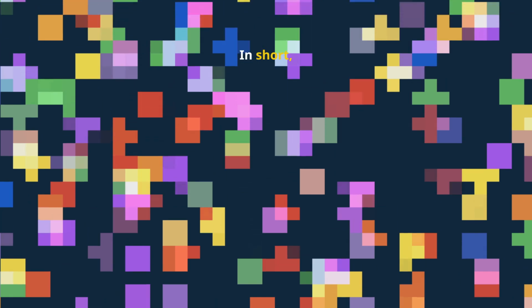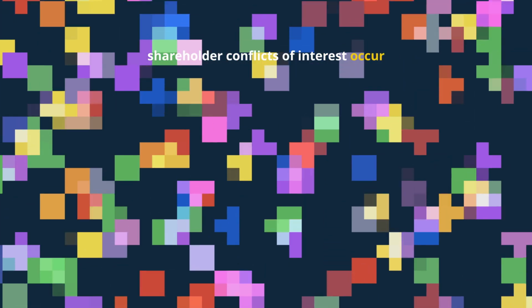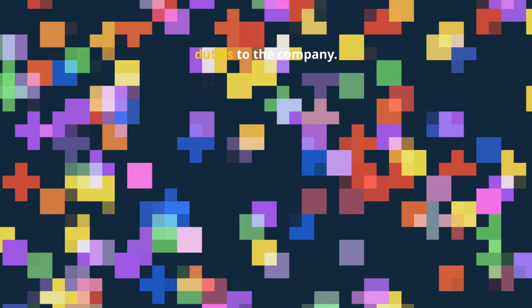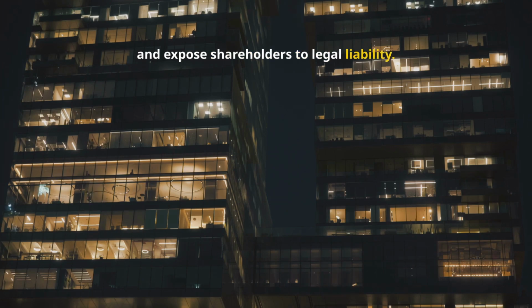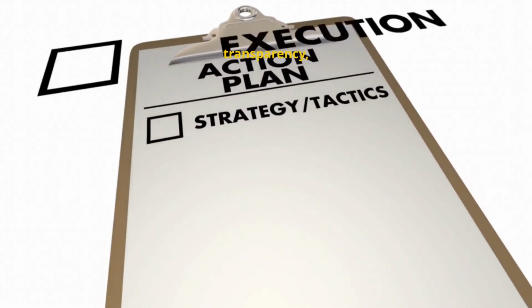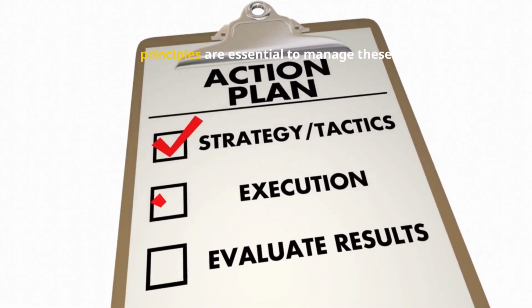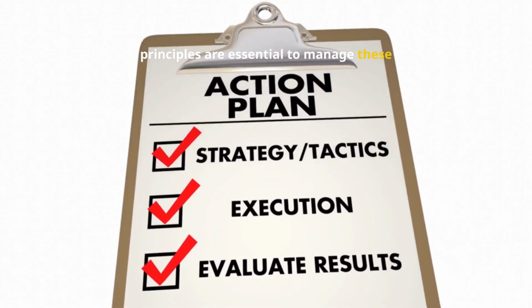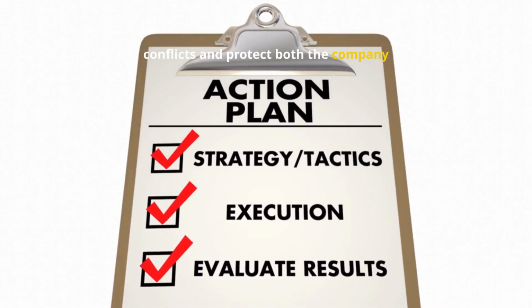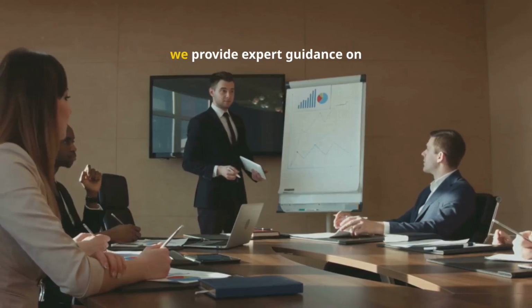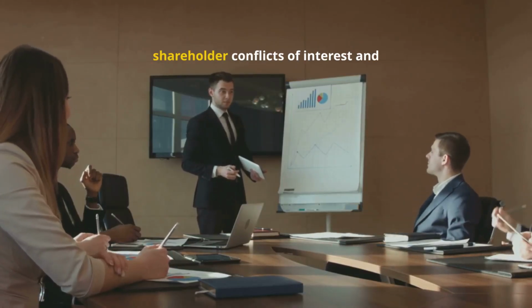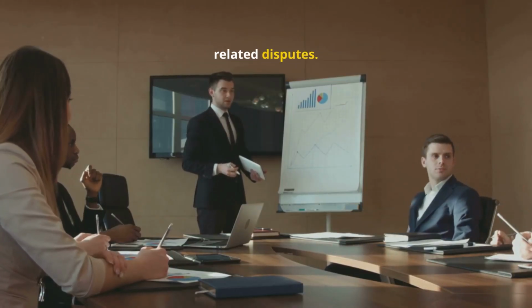In short, shareholder conflicts of interest occur when personal interests clash with duties to the company. They can disrupt business operations, create disputes, and expose shareholders to legal liability. Proper disclosure, transparency, and adherence to corporate governance principles are essential to manage these conflicts and protect both the company and its stakeholders. At Blackstone Solicitors, we provide expert guidance on shareholder conflicts of interest and related disputes.